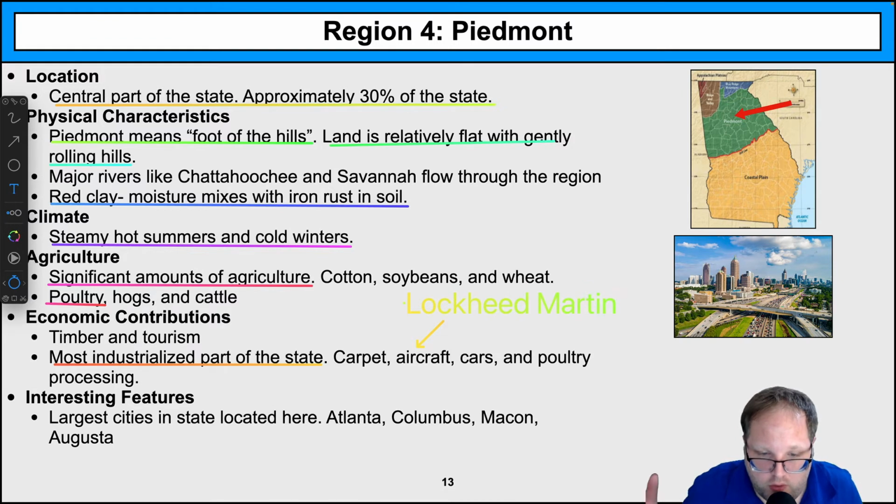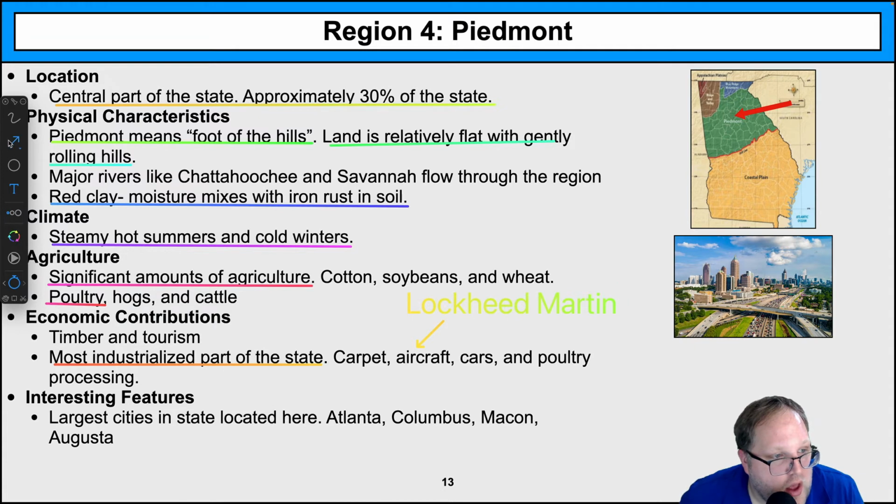where they produce airplanes, and car companies here like Kia or Mercedes. Those types of cars are built here. And then also, of course, chicken processing, but there are way more types of factories than that.